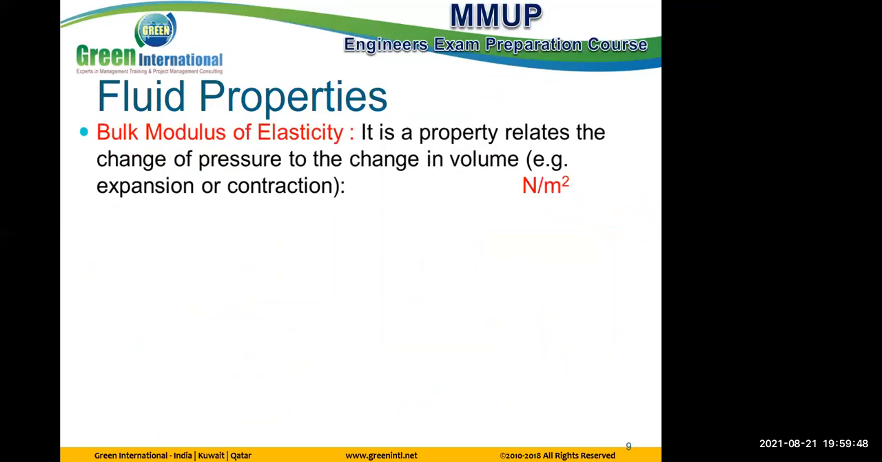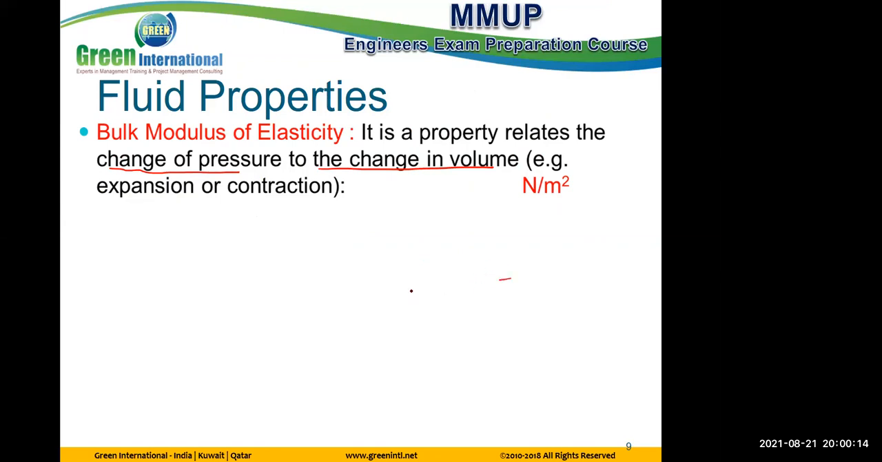Bulk modulus of elasticity is also a property. But what does it refer to? This property refers to the change of pressure relative to the change in volume. To make it easy, it measures the elasticity of a fluid. What's the meaning of that?